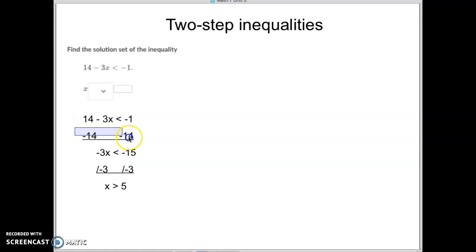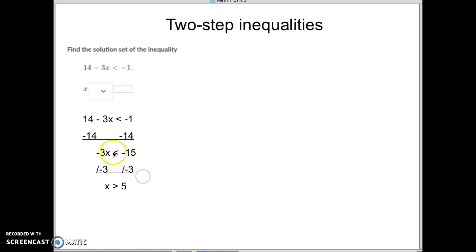So when we add the negative 14 to both sides, we end up with 3x is less than negative 15 because negative 1 plus negative 14 is negative 15. Now, x is now being multiplied by negative 3. So what's the opposite of multiply by negative 3? Divide by negative 3. So we will divide by negative 3. Whatever we do to one side, we do to the other side as well.